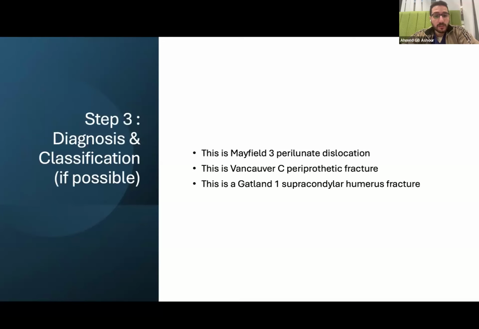So for example, this is a Mayfield 3 perilunate dislocation, or this is a Gartland 1 supracondylar humerus fracture. I will give you an example of how I approached the X-ray, and then I will ask 5 volunteers to comment. I will give them feedback.